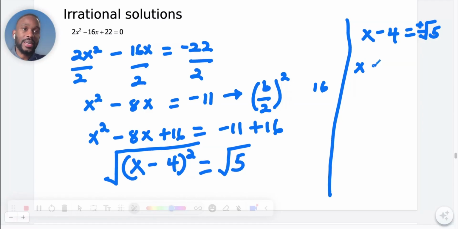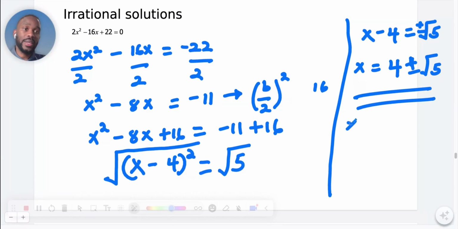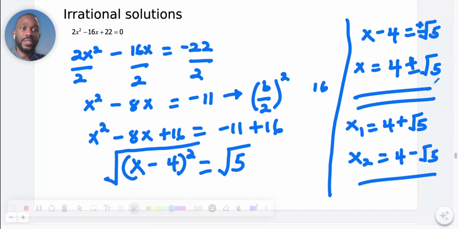You'll get x is equal to 4 plus or minus root of 5. This is your answer. 4 plus or minus root of 5 is your answer. What that means is your first value of x is 4 plus root 5, and your second value of x is 4 minus root 5. But you can always leave it like this.